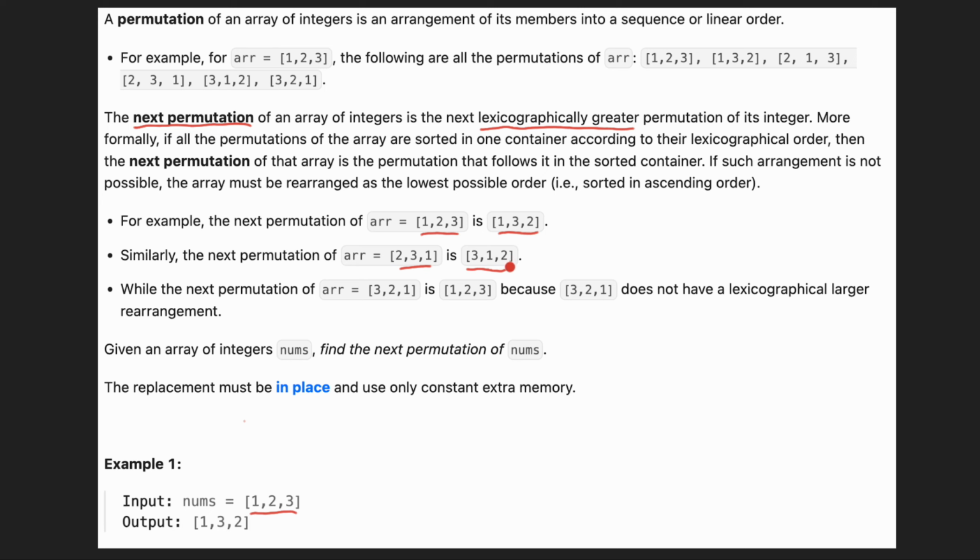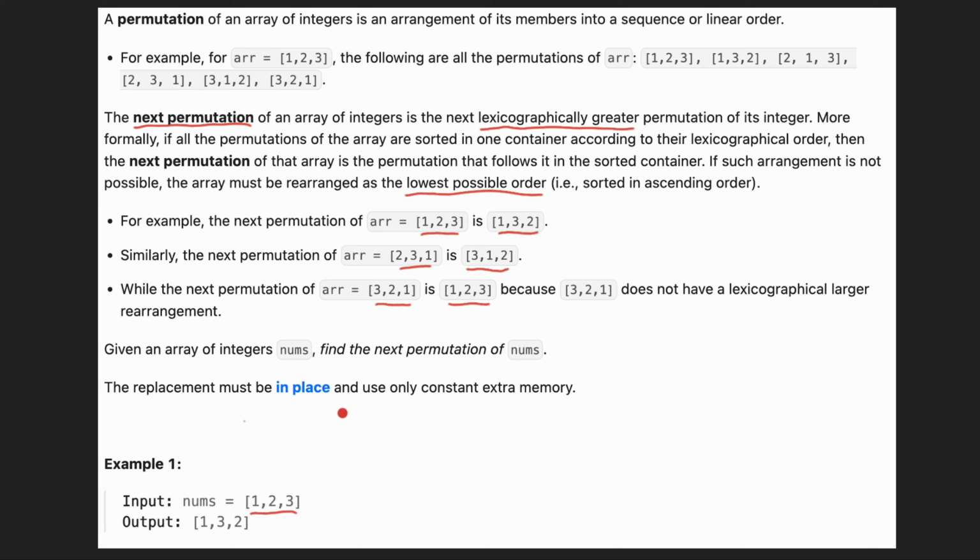So how about the case when we don't have a permutation that is greater than our input? For example, 3 2 1. In that case, we need to return the lowest possible order. So in our case, it's going to be 1 2 3.